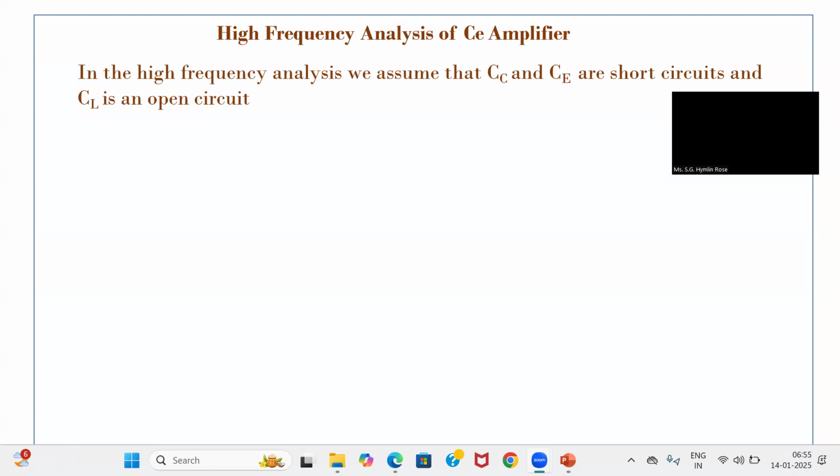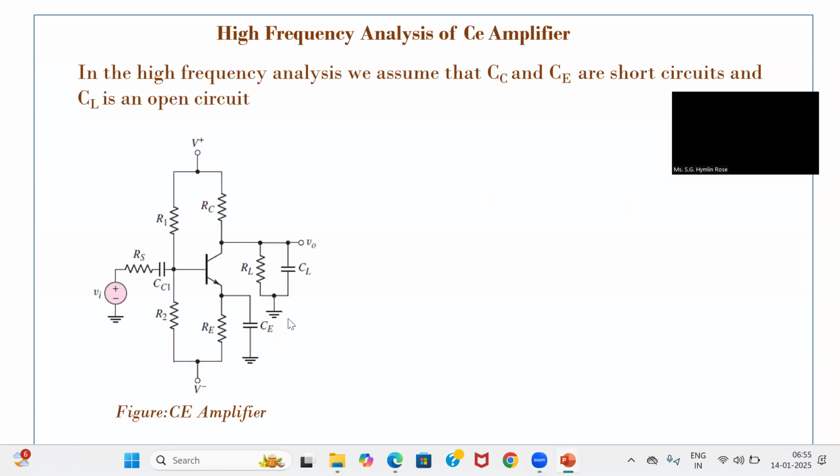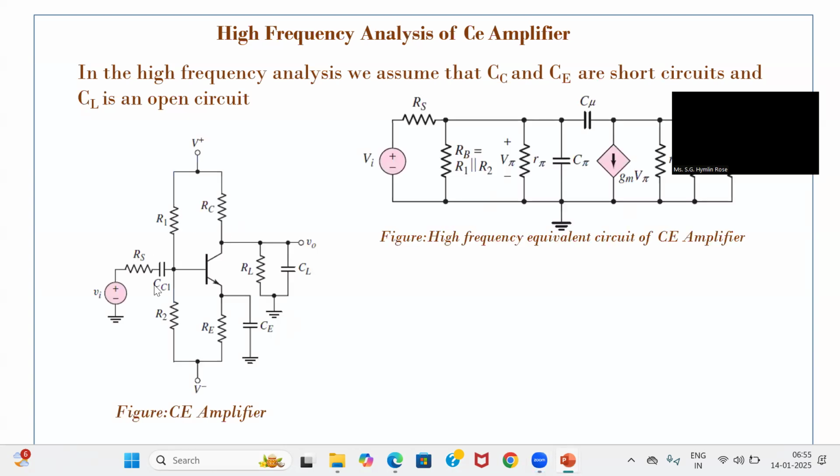So we assume that the two capacitors CC and CE are short circuits and CL is an open circuit. So this is your normal CE amplifier. Here you have CL, that is your load capacitance. CE and CC are the bypass and coupling capacitors: CE is the bypass capacitor and CC is the input coupling capacitor. Both are short circuits and CL is an open circuit.